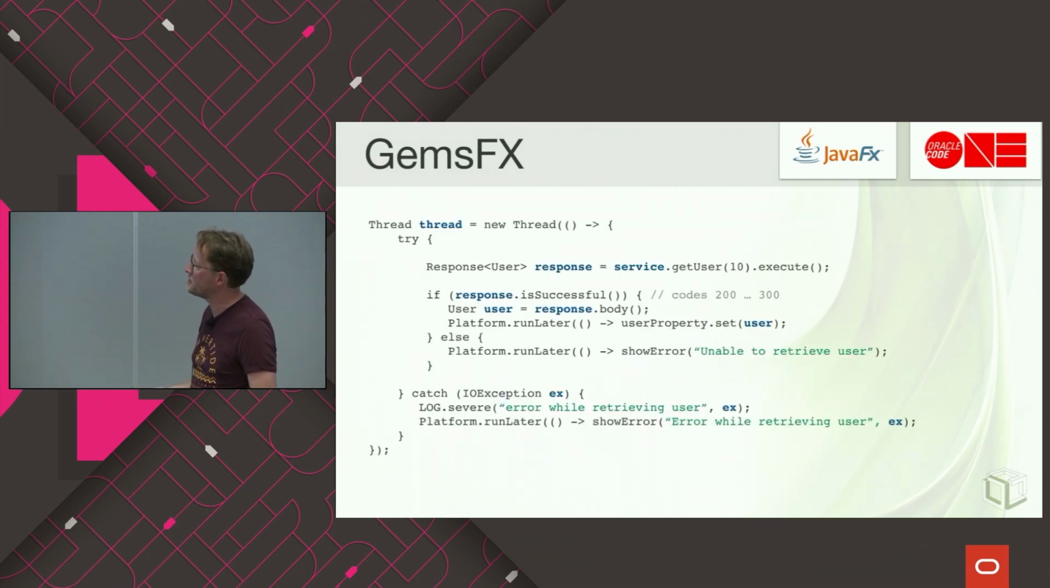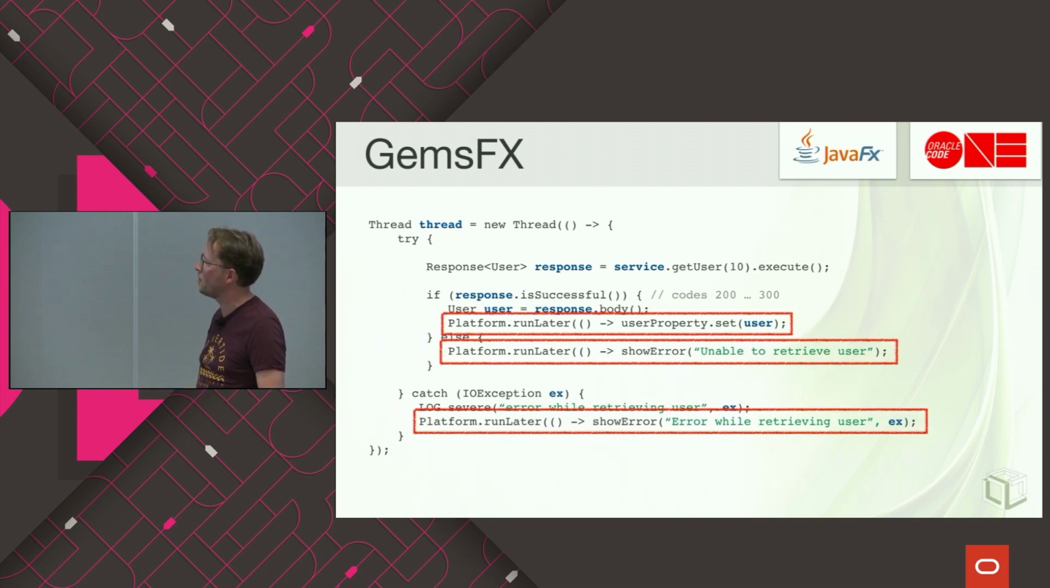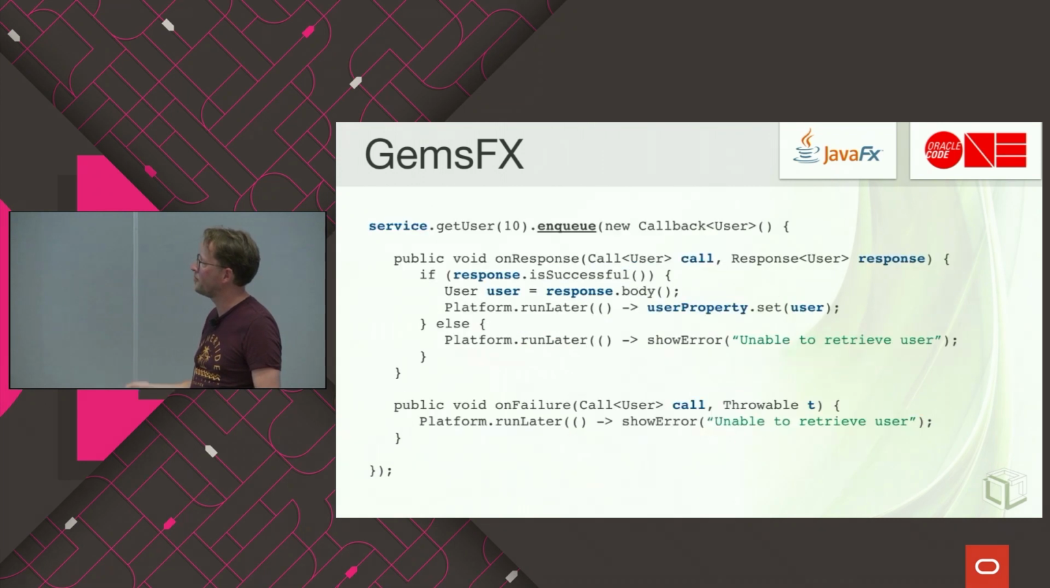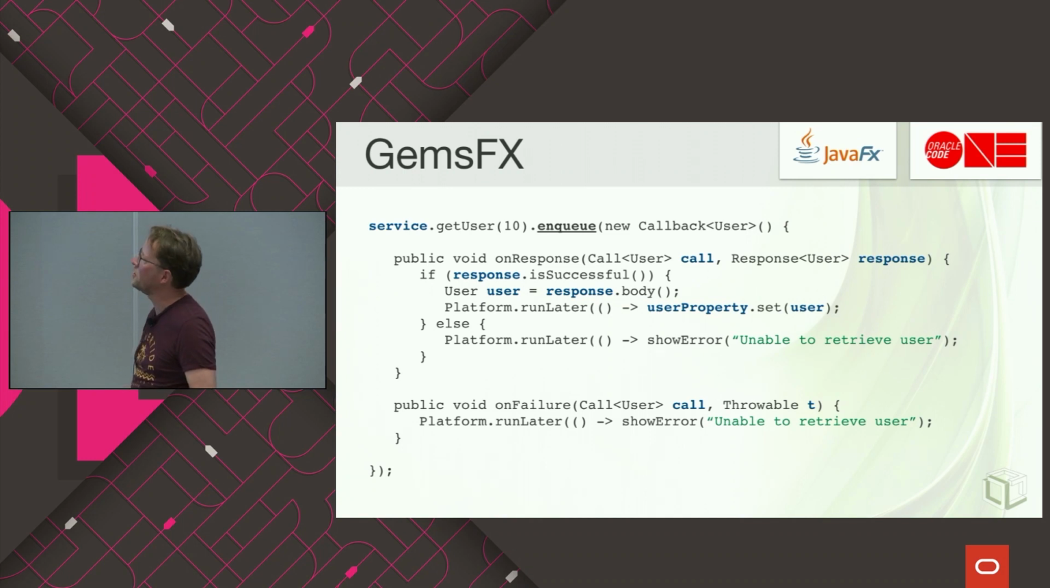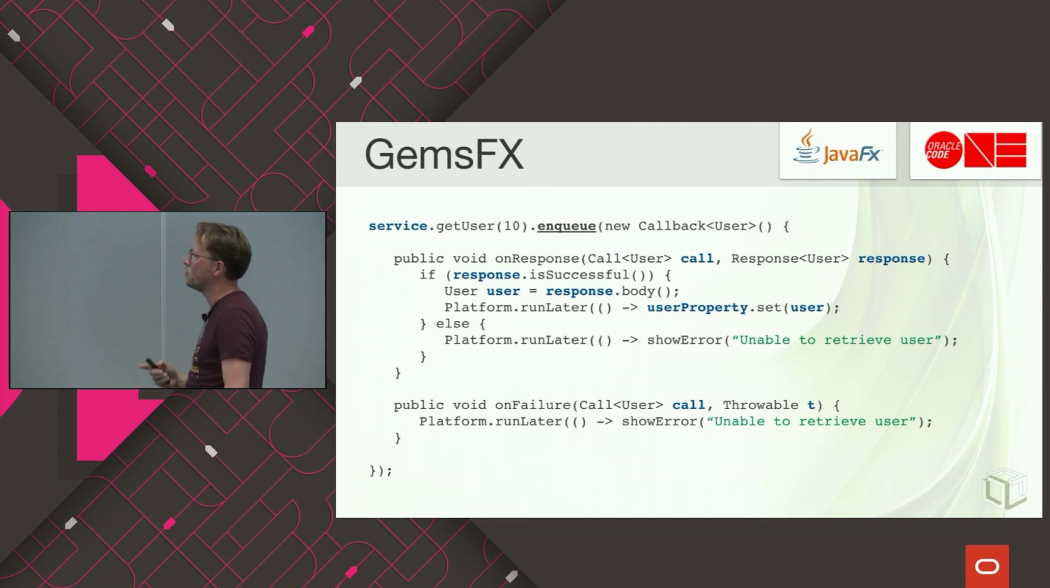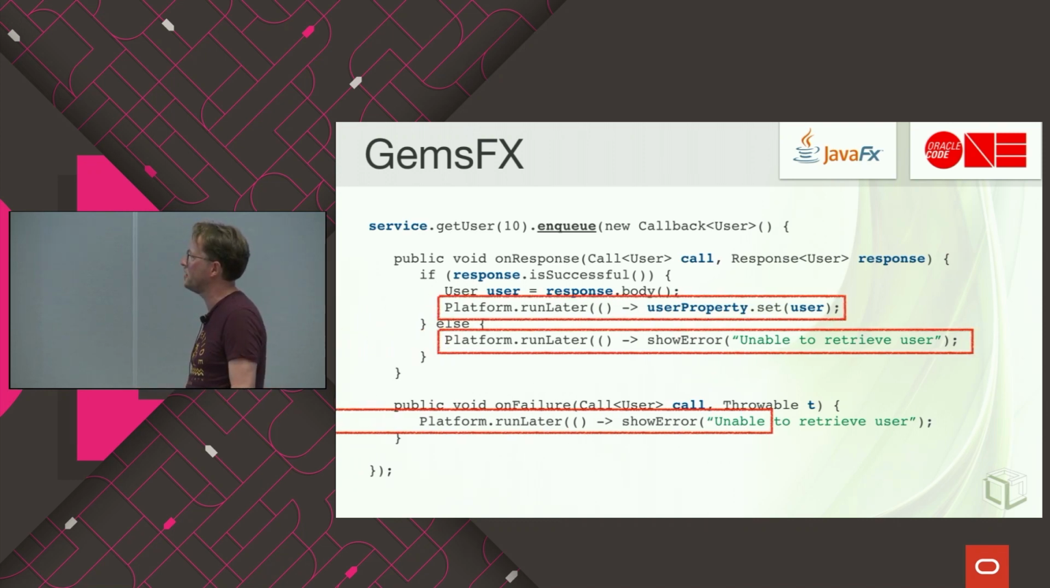So now that you have this, the code becomes much more compact. This is still running in a separate thread. But you still need to do all of these calls, and you have to make sure you use Platform.runLater. Okay? So this is already progress, but it gets better. If you don't want to use an explicit thread creation, you can use the enqueue method on the REST endpoint, on the getUser, and you have to pass in a callback with two methods. One is called onResponse and the other one onFailure. So now you got rid of the thread, but you still have these Platform.runLater in there in 3 different places.